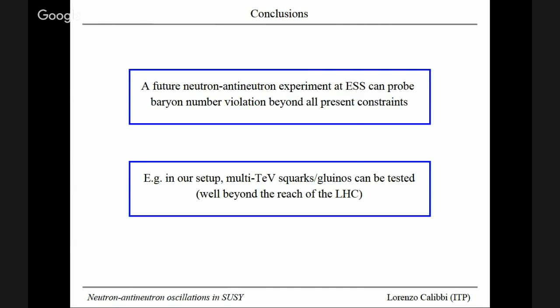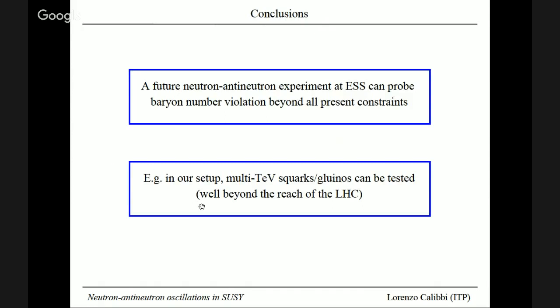We have on one side flavor constraints, on the other side LHC constraints, dinucleon decays. But even if you consider all these bounds, still, I showed you that at least for certain setups of the parameters, you can indeed test the models beyond the present bounds, even if you discover something.